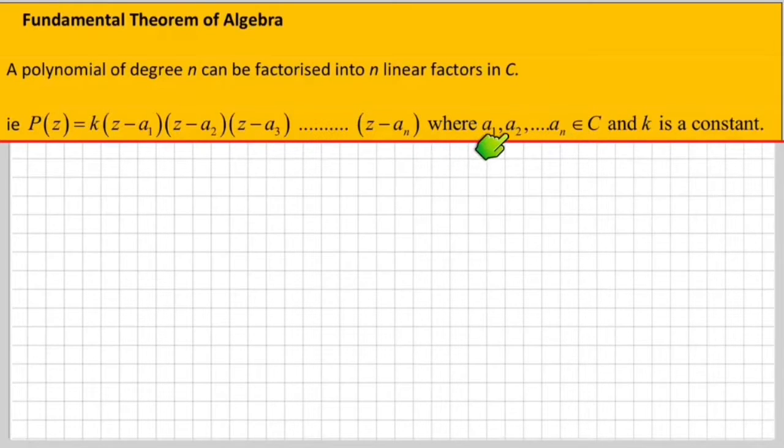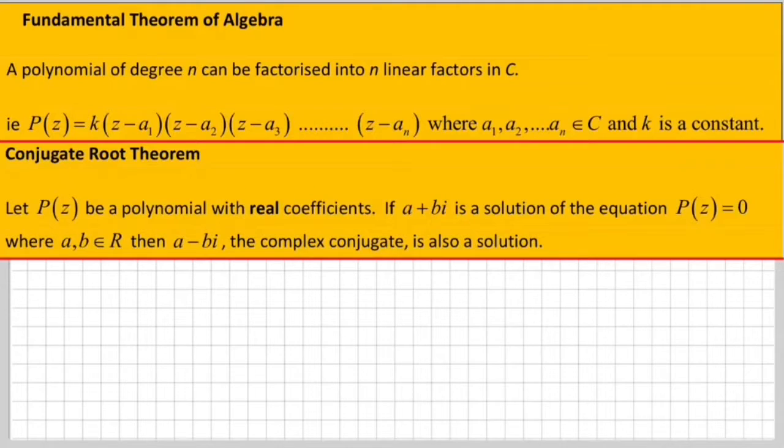And a1, a2, right up to an can be complex numbers, or real numbers, because reals are a subset of complex, as we know. And k is a constant. That is the fundamental theorem of algebra, which I'm going to harp on as we go through this exercise, because I want you to really get it.